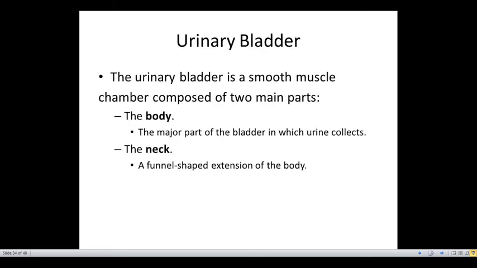The urinary bladder is a smooth muscle chamber composed of two main parts. Number one, the body, which is the major part of the bladder in which urine collects, and number two, the neck, which is a funnel-shaped extension of the body.